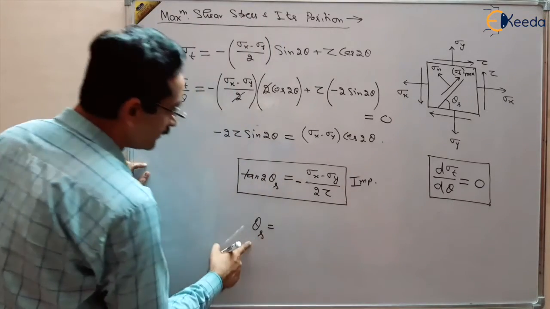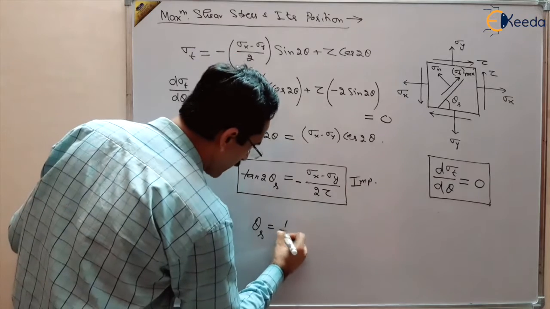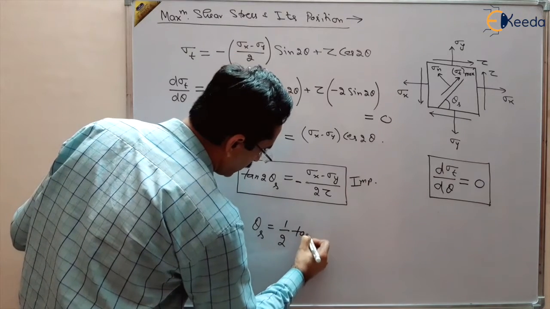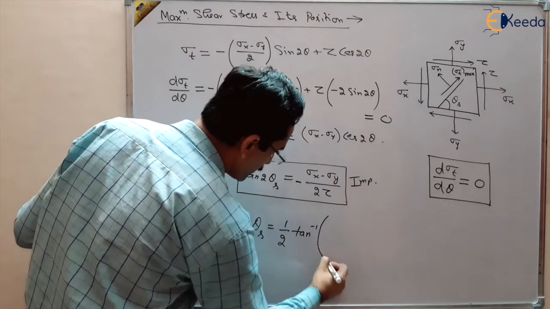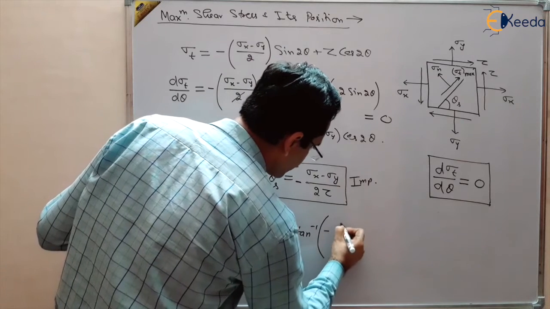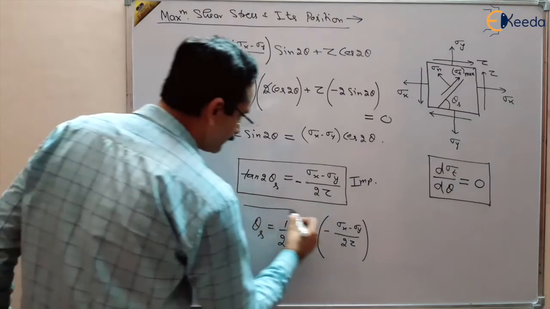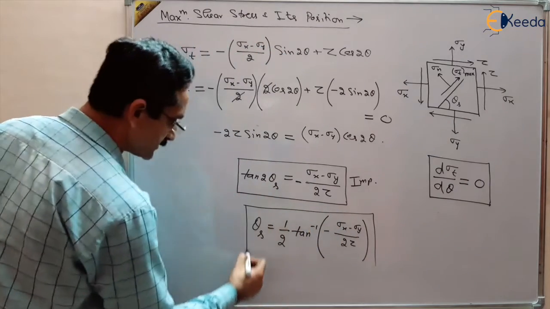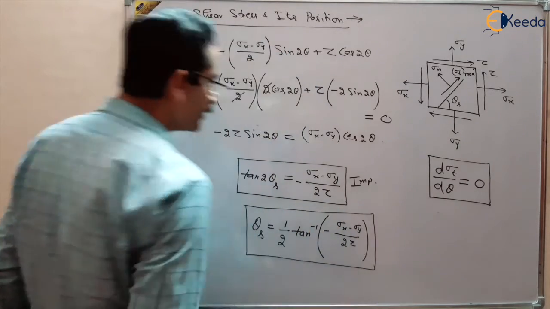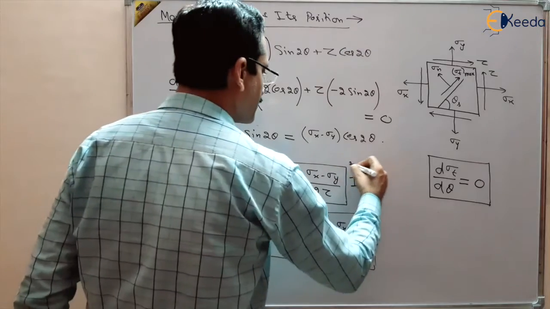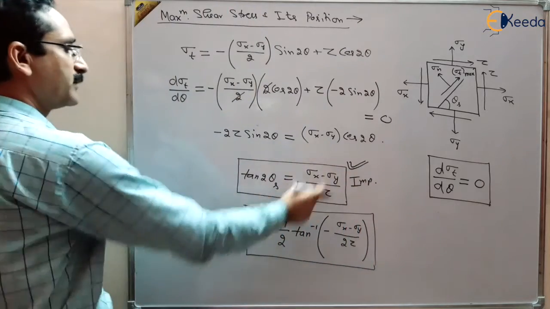You will get theta s equal to half of tan inverse of minus (sigma x minus sigma y) by 2 tau. This is the plane of maximum shear stress. So better to remember this equation. It is easy to remember.